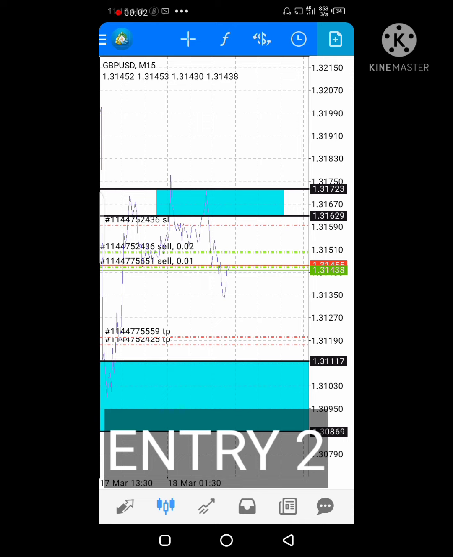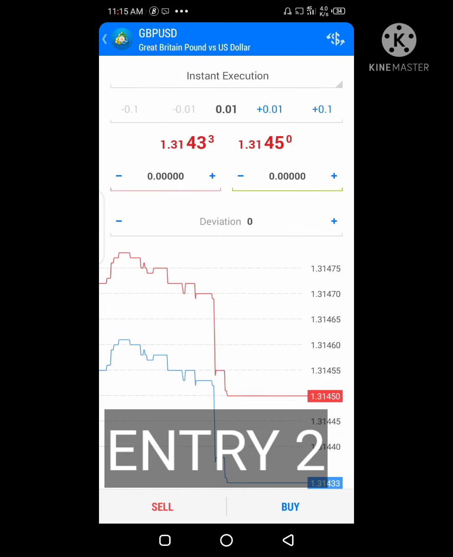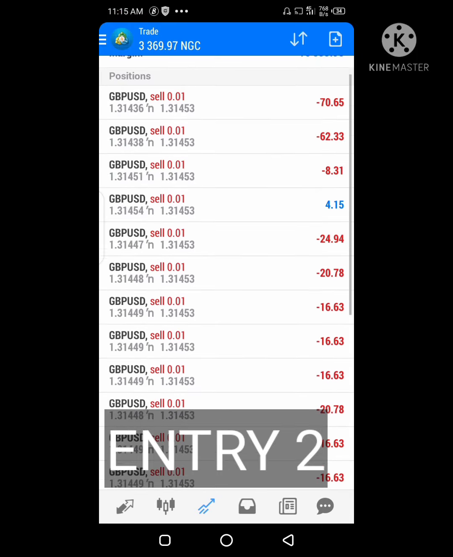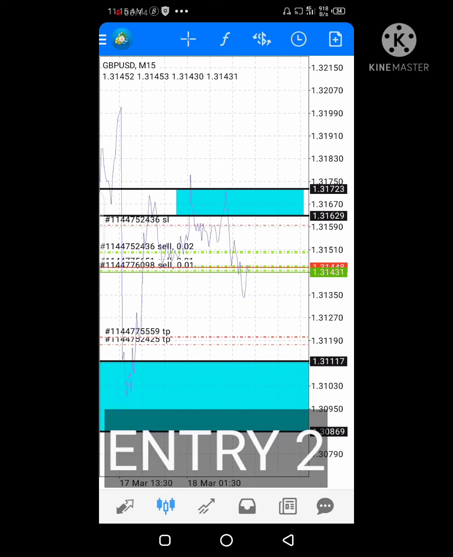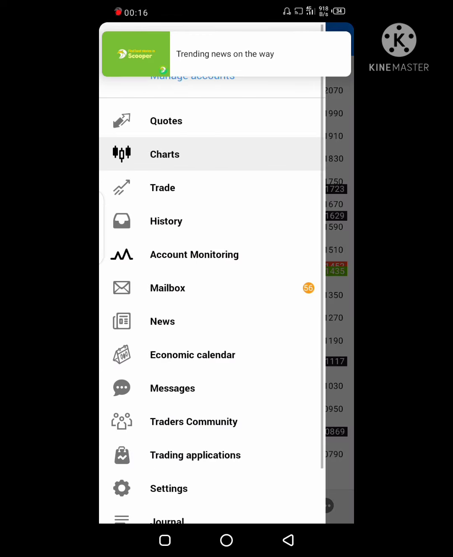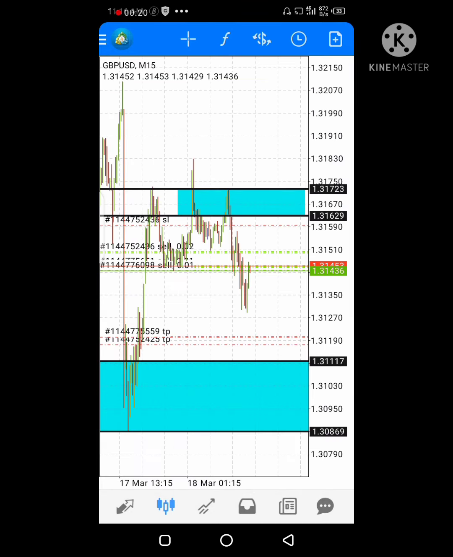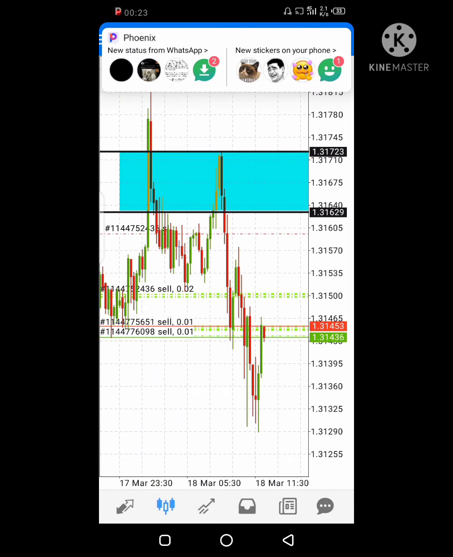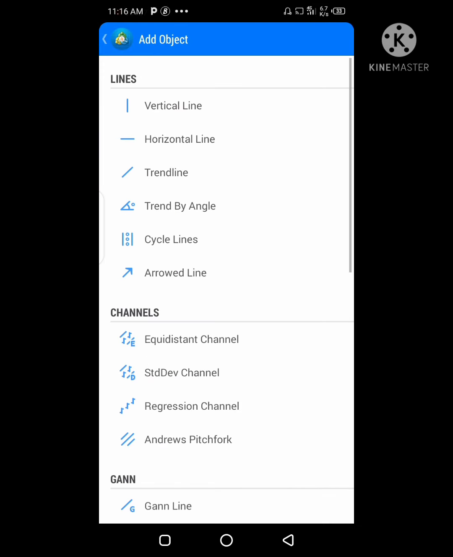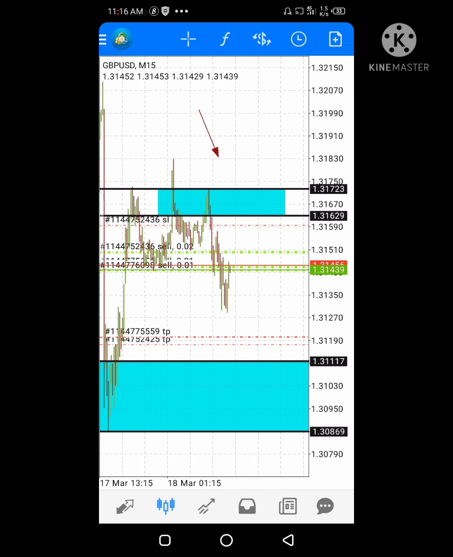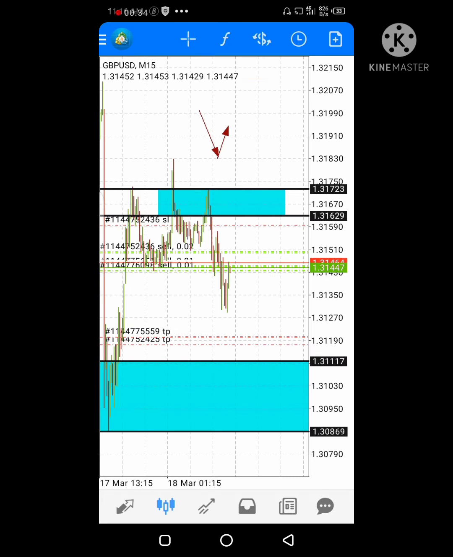Hello traders, so I'm going to place some sell trades, 1, 2, and I'm in a lot of them. The reason for my second entry for sell is simply because, I'm just going to use an arrow to demonstrate this for you, price moved in a downtrend. So this is my second entry.